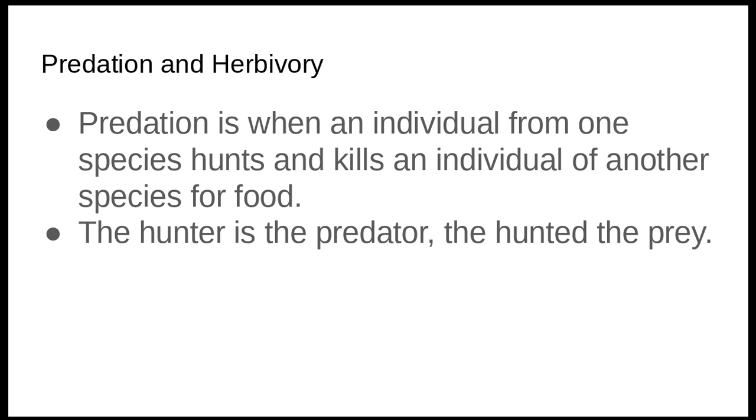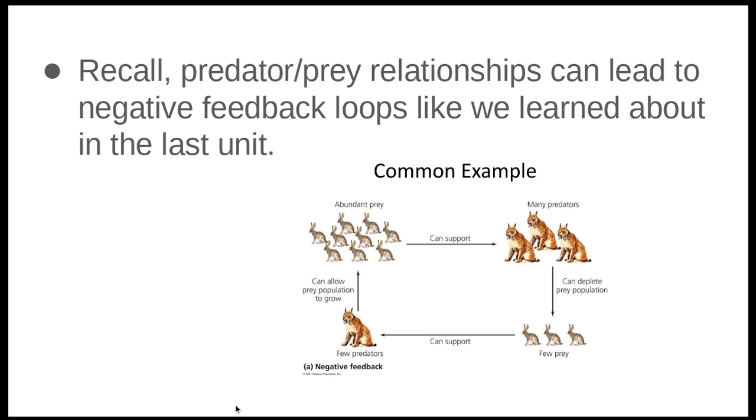The wolf is the predator, is the one that's doing the hunting. The rabbit is the prey, it's the one that does the eating. Now, obviously, this is going to have impacts on the populations of these organisms. And we talked a little bit about this when we did negative feedback loops in our very first unit. When there's a lot of rabbits around, there can be a lot of predators. A large number of prey support a large number of predators.